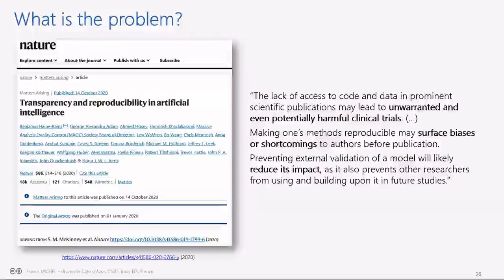What is preventing external validation of a model will likely reduce its impact and prevent other researchers from using it to build upon. Reducing the impact means, concretely, minimizing the number of citations that you may get afterwards. So that's also something important to consider.